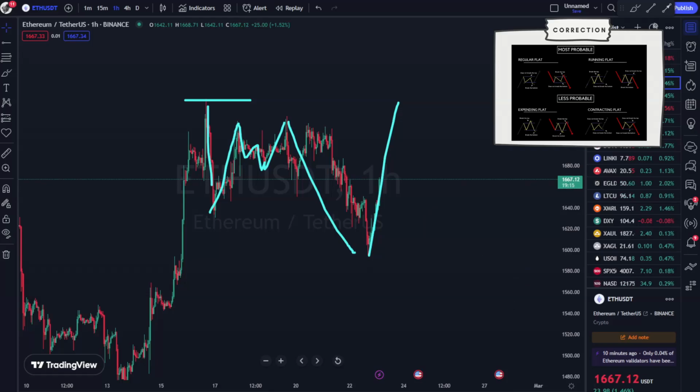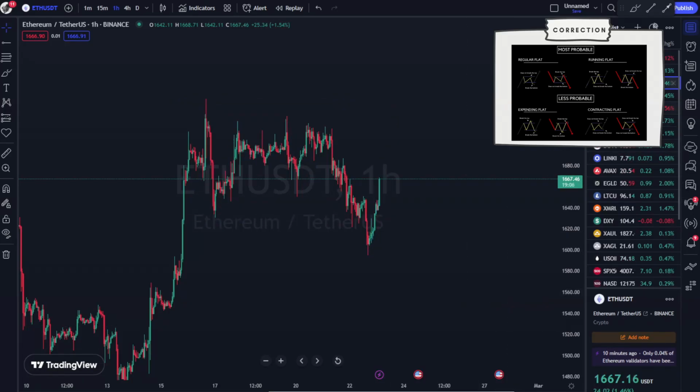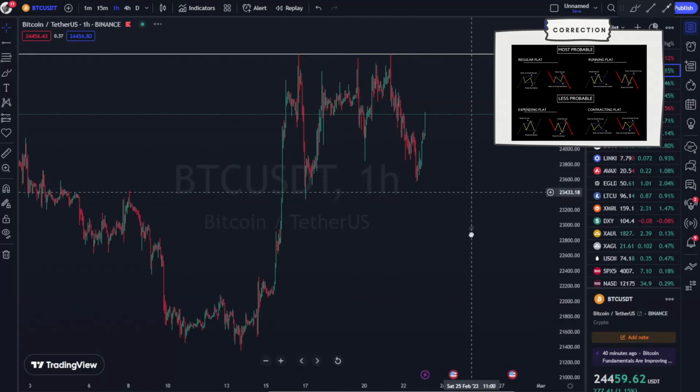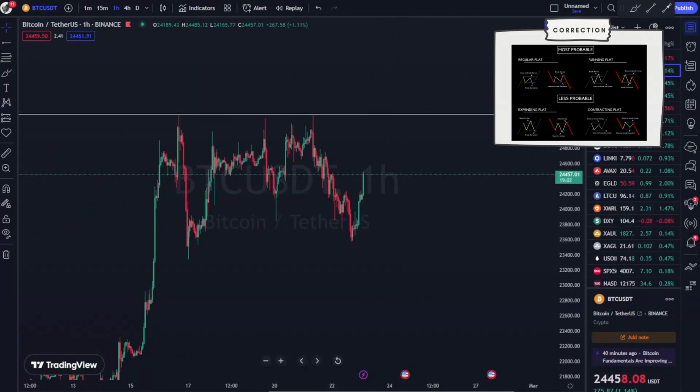All right, so this is a regular flat because you didn't break the top and you broke the bottom of the first retracement. So that's the difference. Now we have a regular flat on Ethereum, a running flat on Bitcoin. I hope you can see the difference between both. Now for this one, you know that as long as you don't break this low, this will come and retest the top.